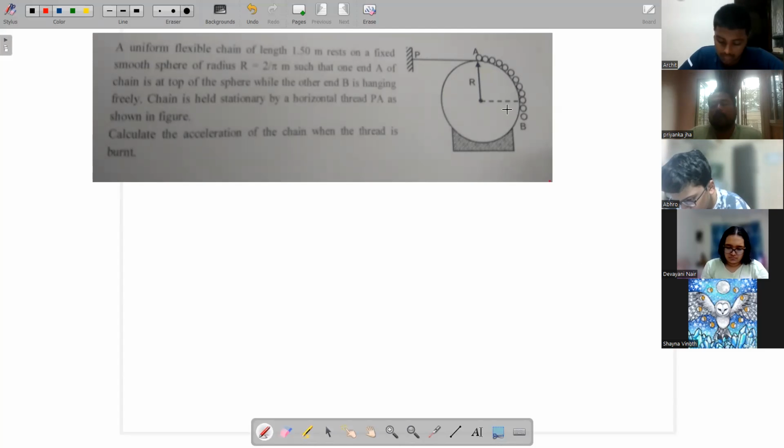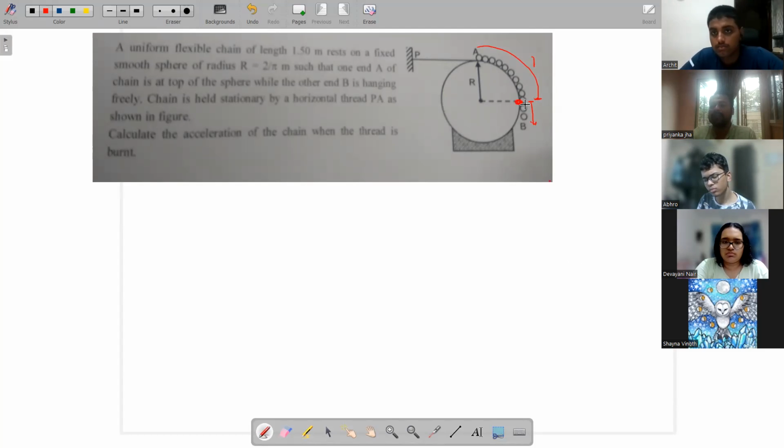See, I'm just helping you. You have to break this chain into two parts. From here to here is one part. From here to here, this part is not in contact with this sphere. This is simply hanging. So after this point, the chain will no more be in contact with this sphere. So this is hanging, and you just have to take the weight only. From here to here, you have to take an element and do the same thing.